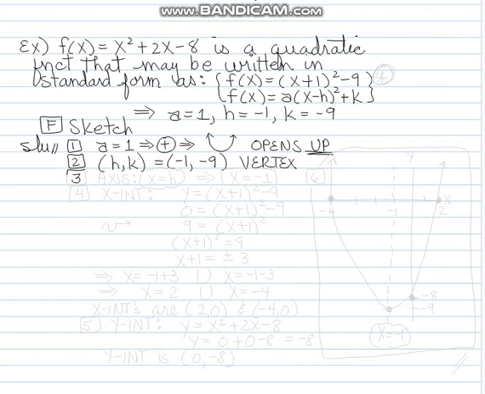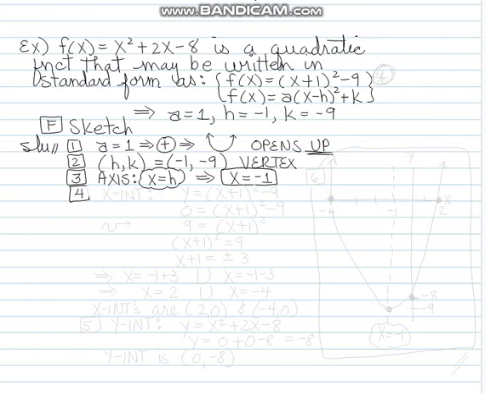Then step 3 is where we find our axis of symmetry. The axis of symmetry is represented by the vertical line x equals h. And we know what h is. So that tells us that x equals negative 1, because h is negative 1. That is going to be our axis of symmetry.